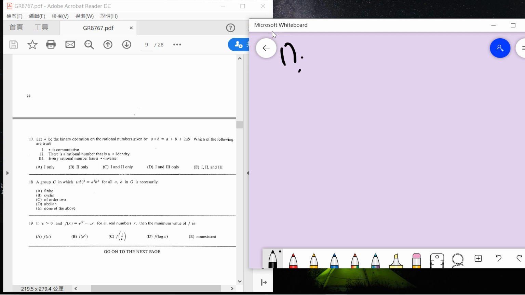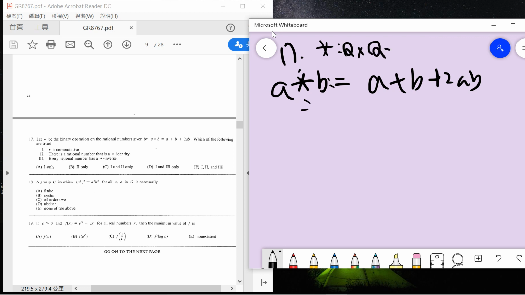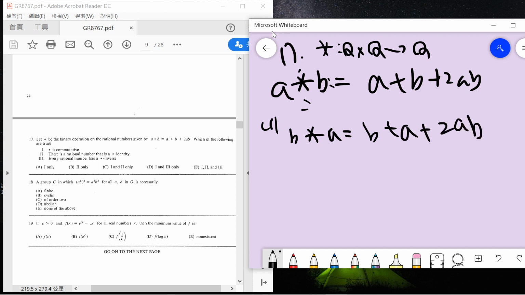17 says that there is a binary operation A star B defined to be A plus B plus 2AB on the rational numbers. So basically, this binary map is defined from Q to Q. Okay, which of the following are true? Commutative. First one, we just compute B star A. I call it star, but probably this is not a good name. So it's A star B. So this is correct.